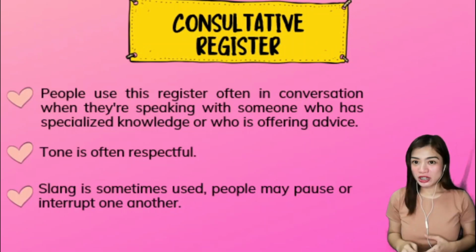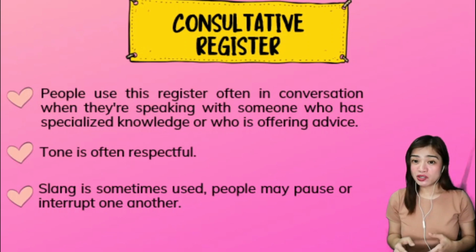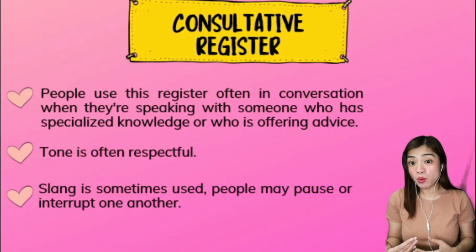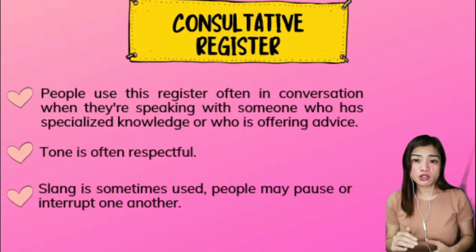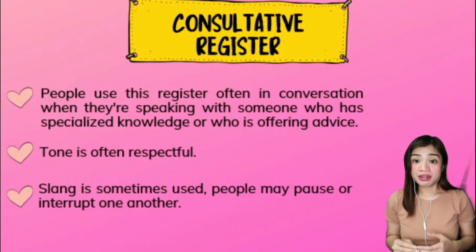The third type of register is called consultative register. What do we mean by consult? Yes, it means to ask for advice or opinion. So the purpose for this type of register is very specific, and that is to get help with something. Thus, we use it whenever we consult someone. People use this register often in conversation when they're speaking with someone who has specialized knowledge or who is offering advice. So the tone here is often respectful.